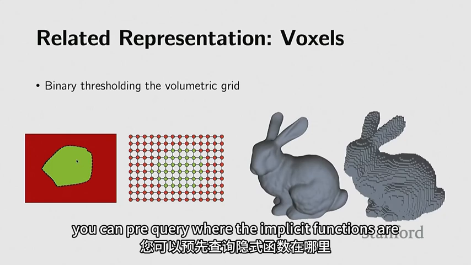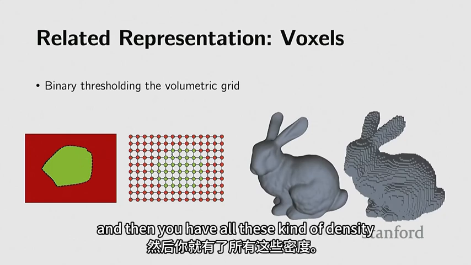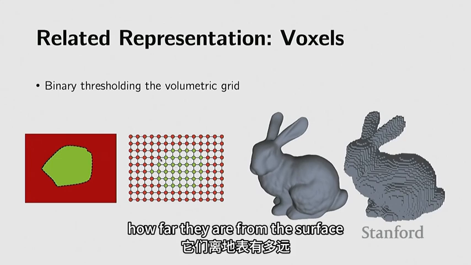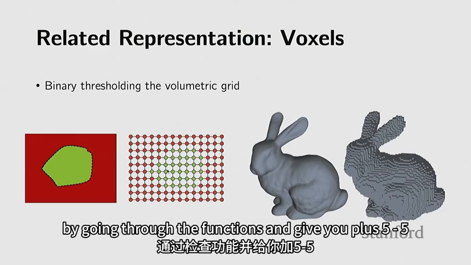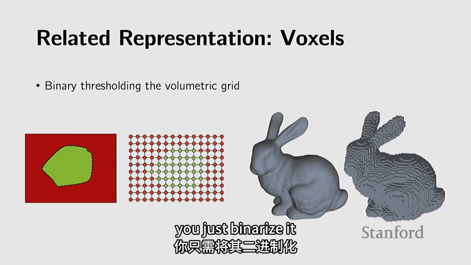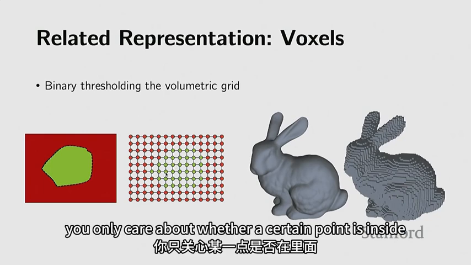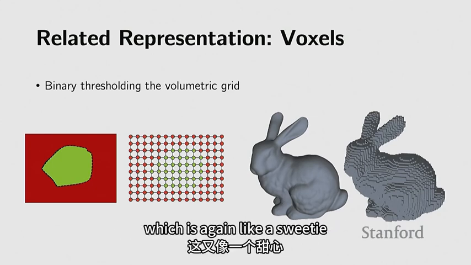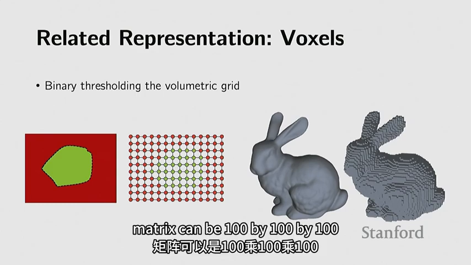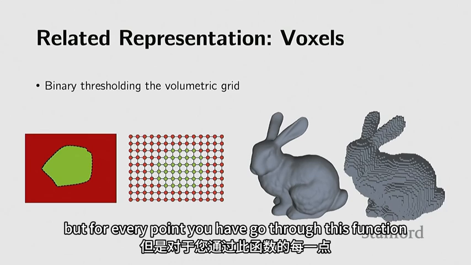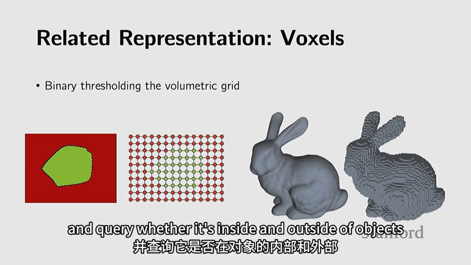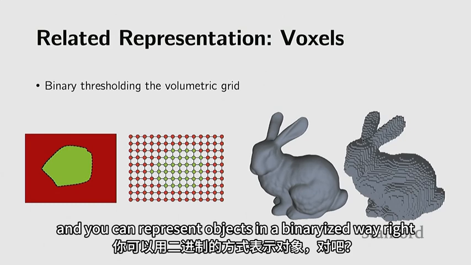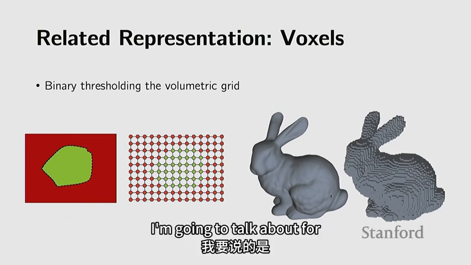So you can pre-query the implicit function, and then you have this density sample grid. But now instead of storing the distance values, how far each point is from the surface, giving you +5, -5, you just binarize it. You only care about whether a certain point is inside or outside the object. Then you have a voxel representation, which is again a 3D matrix. It can be 100 by 100 by 100, but for every point you go through this function and query whether it's inside or outside the object. You have 1 or 0, and you can represent objects in a binarized way. So this gives you the final representation I'm going to talk about for objects in 3D.